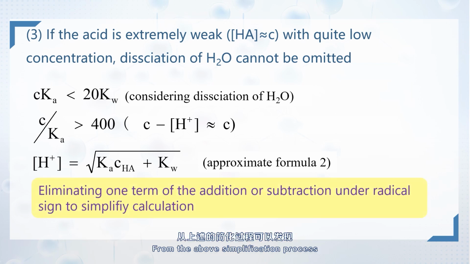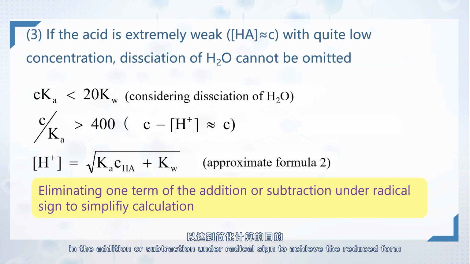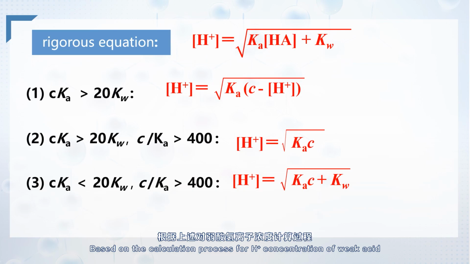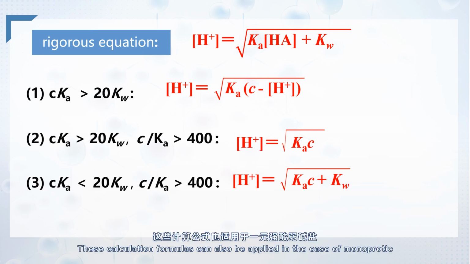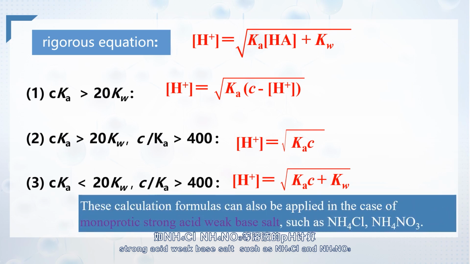From the above simplification process, it is found that all the simplification operation is to eliminate one term in the addition or subtraction under radical sign to achieve the reduced form. Based on the calculation process for hydrogen concentration of weak acid, there are three methods for simplification. These calculation formulas can also be applied in the case of monoprotic strong acid, weak base salt, such as ammonium chloride and ammonium nitrate.